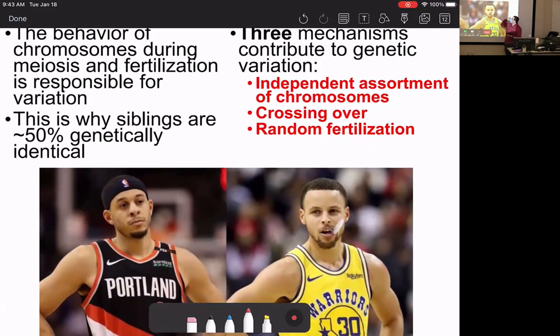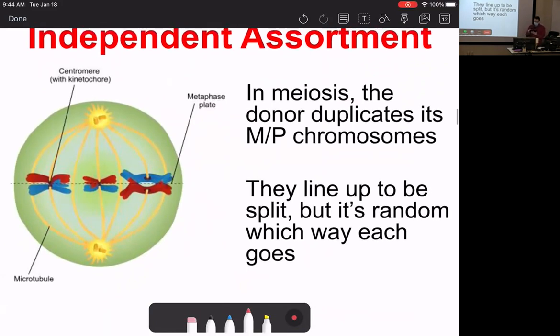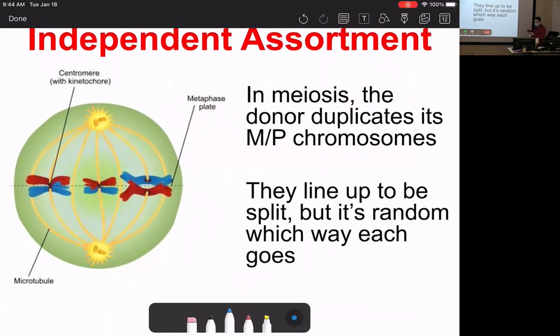But the reason why you get 50% difference in siblings is that the amount that you pass down is a random 50% from each parent. And let's see that randomness. So we talked about metaphase in the cell cycle. This is when the chromosomes line up one by one and they decide which way to go. Now let's imagine in blue in this setup right here, let's imagine that blue is going to be the paternal set of chromosomes.